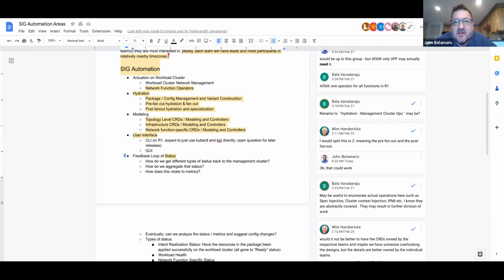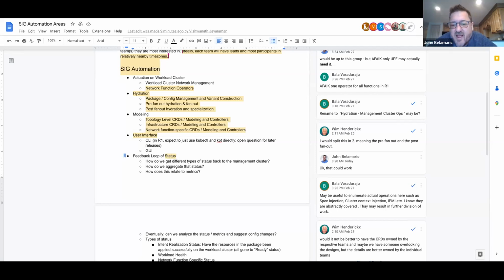So then there's the piece that doesn't fall into any team. I guess we could probably put it in team B, which would be something that takes the status back from the workload cluster on whether a given package has been realized on that workload cluster, and somehow records it in the management cluster so that the UI, for example, can present it.